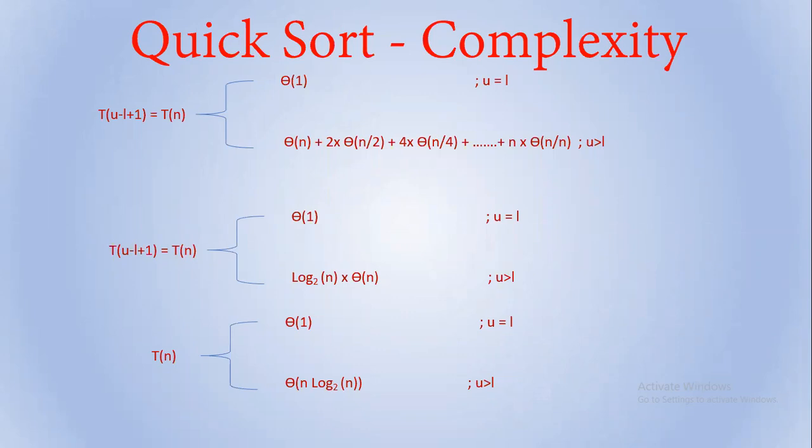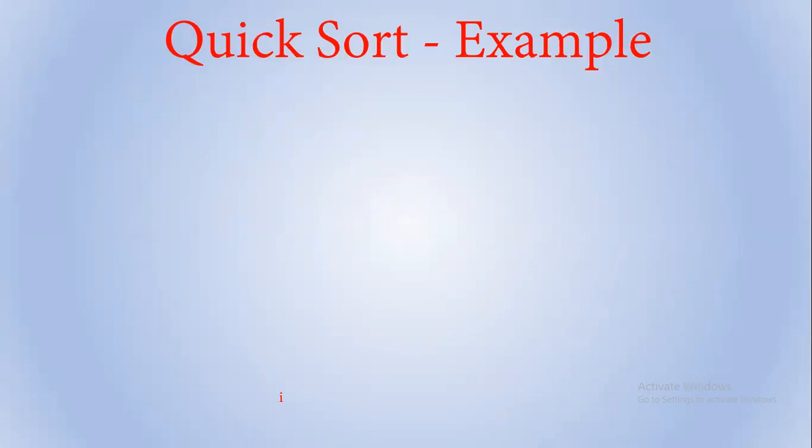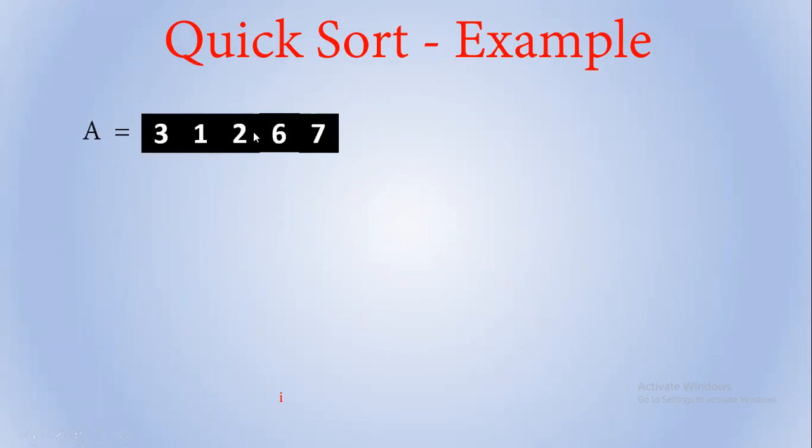The next thing that remains to discuss about quick sort is understanding the algorithm of quick sort using an example. If any of you couldn't imagine what was going on in the algorithm of quick sort, it is the time for you to grasp it now using this example. We'll take the same input array that we used for merge sort and sort it using quick sort. The input array is 3, 1, 2, 6, 7.